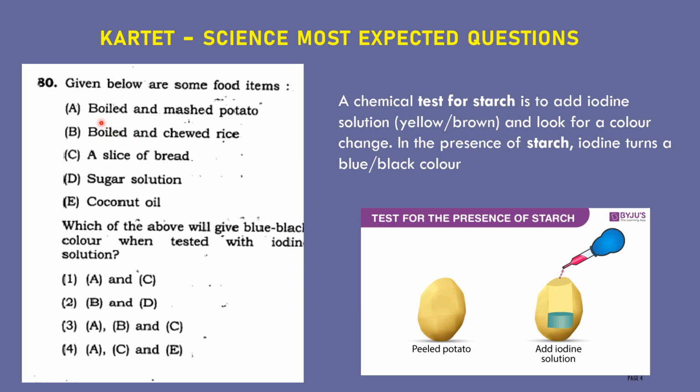Let us discuss one by one. Boiled and mashed potato. Yes, it contains starch. Next one, boiled and chewed rice. No, it will not contain starch. Even boiled rice contains starch, but when you chew rice, it mixes with saliva, and then the starch vanishes. Therefore, the second option is wrong. A slice of bread, yes, contains starch. Sugar solution and coconut oil will not contain starch. Therefore, the correct answer for this question is options A and C.